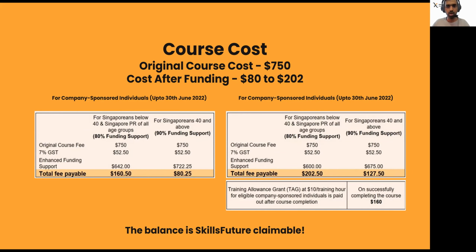If you are 40 and above, that would be about $80. You can claim that through SkillsFuture. If you are below 40, then you have to pay 160. Again, you can claim that through SkillsFuture. If you're company sponsored, then it ranges from 127 to 202. And on top of that, if you sign up for any one of the three classes, there's also an additional $10 per hour training allowance grant, right?